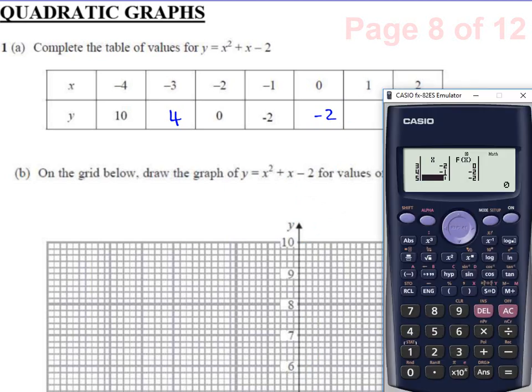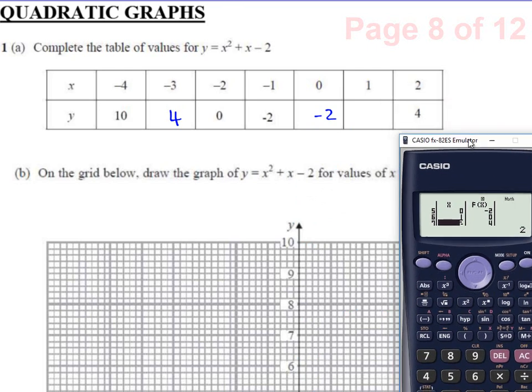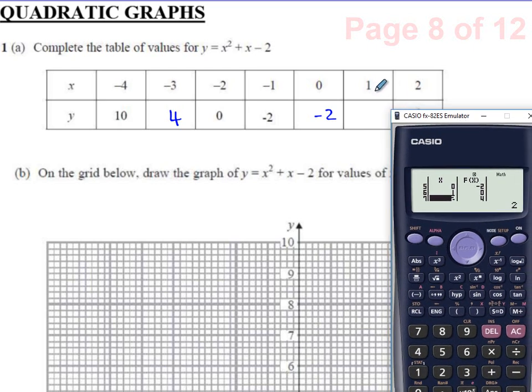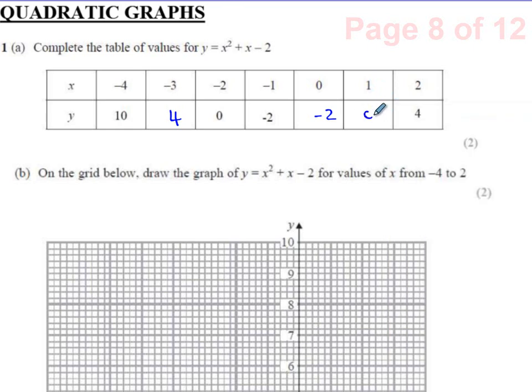I've got one more. When x equals 1, the y value is 0. When x equals 2, the y value is 4. Just checking. So we're good. So I need to fill in that when x value is 1, y value is 0. So that goes to 0 there. So now I've got the coordinates.